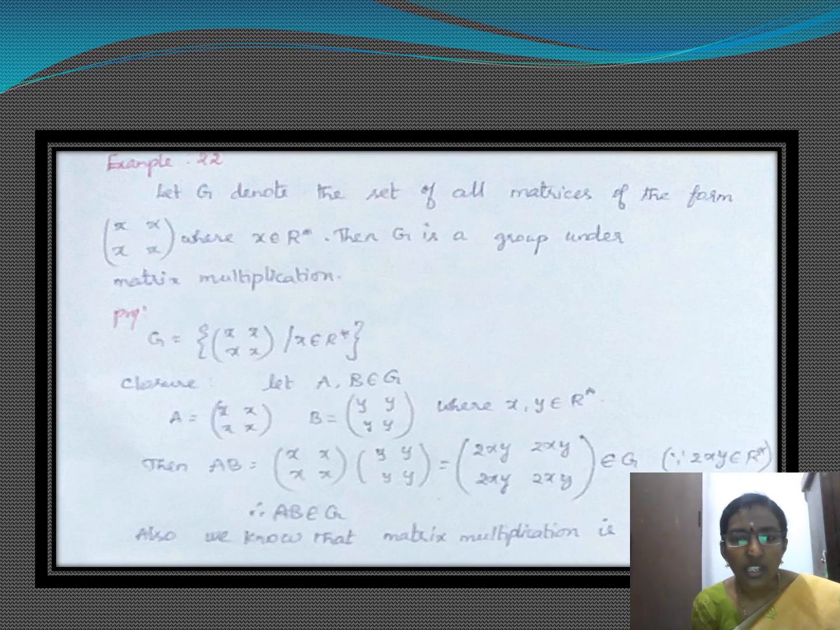Let me start with the closure property. For this, we have to take two matrices A, B belonging to G. A equal to the matrix [x x; x x], B equal to the matrix [y y; y y], where both x and y belong to R star. Let me multiply the two matrices. AB equals the matrix [2xy 2xy; 2xy 2xy]. That also belongs to G. Therefore, AB belongs to G. We already proved that matrix multiplication is associative in the previous videos.